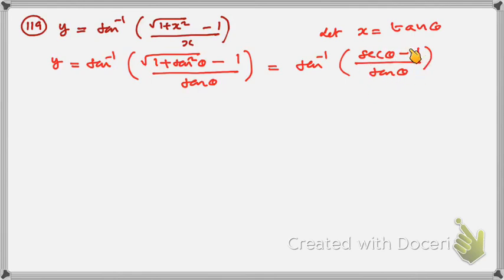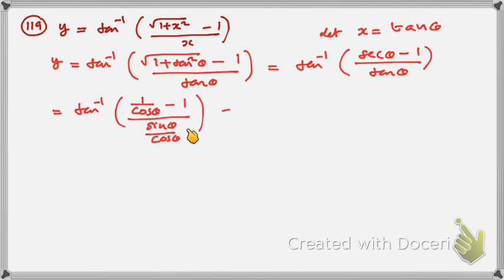I'm going to change everything into sine and cos. Sec theta will be 1 by cos theta, and tan theta will be sine theta by cos theta. So tan inverse of 1 by cos theta minus 1 by sine theta by cos theta. Take LCM. So 1 minus cos theta by cos theta, sine theta by cos theta. The denominator cos theta will cancel. So I have 1 minus cos theta by sine theta. One more time, when I take LCM, it is 1 minus cos theta by sine cos theta divided by sine theta by cos theta. Cos theta from both numerator and denominator cancels, and this is what I get.